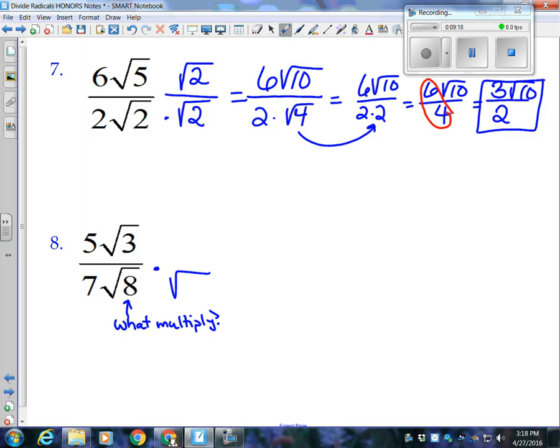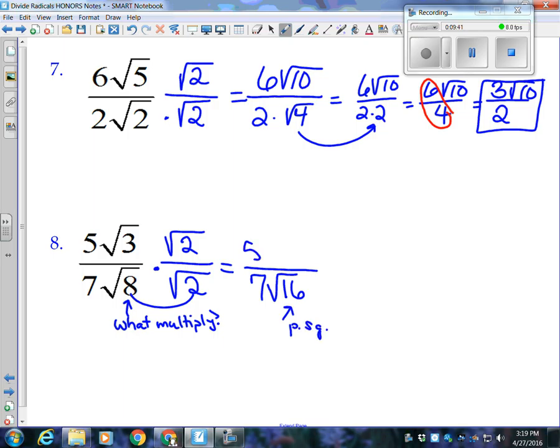So the square root of 8 times what? Sure, the square root of 2. But if I multiply the denominator by the square root of 2, I'd have to multiply the numerator by the square root of 2. All right. In the denominator, I'm going to have my 7 out front, and the square root of 8 times the square root of 2 gives me the square root of 16. That is a perfect square because we made it become a perfect square.